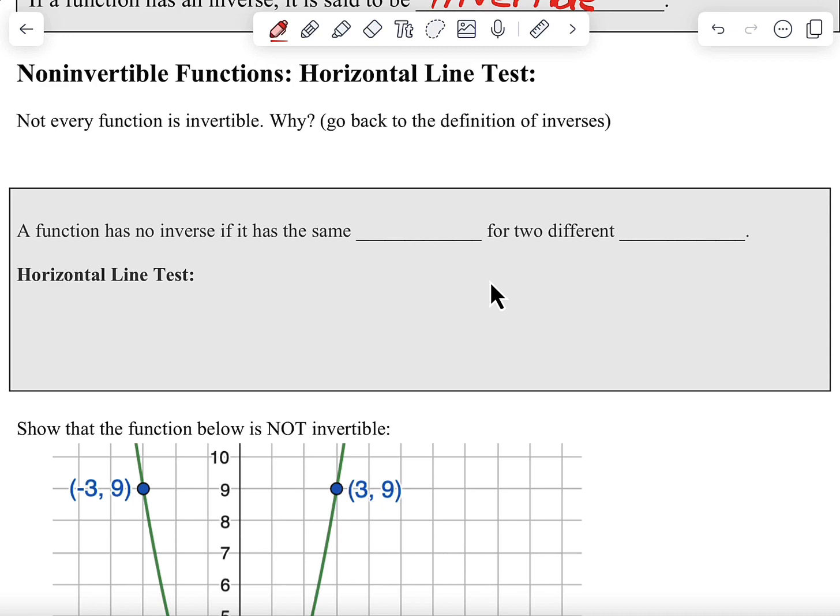And you can check that really easily. If a function does not have an inverse, if it's not invertible, then you're going to have the same output for two different inputs.